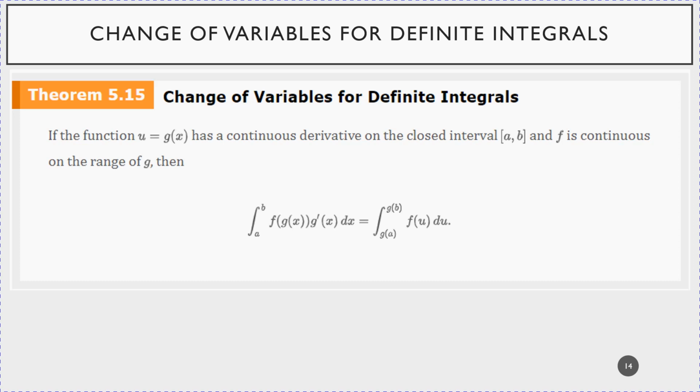Okay, so here's the theorem. This is the change of variables for definite integrals. If you have a function u equal to g of x, remember, this is the inside when we're doing integration by substitution, that has a continuous derivative on the closed interval a to b, and f is continuous on the range of g, then you have the following. If you're going to do a definite integral from a to b of f of g of x times g prime of x dx, this is equal to the definite integral from g of a to g of b. So here you're changing the bounds of integration.